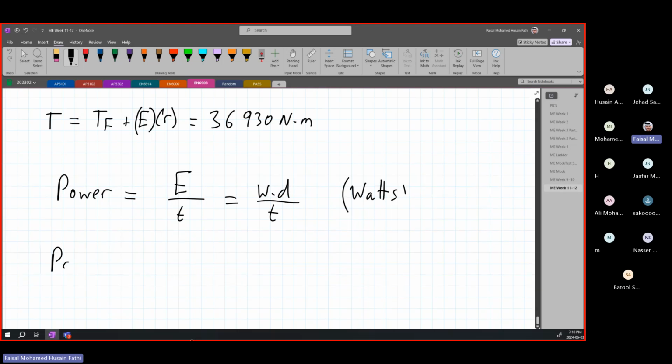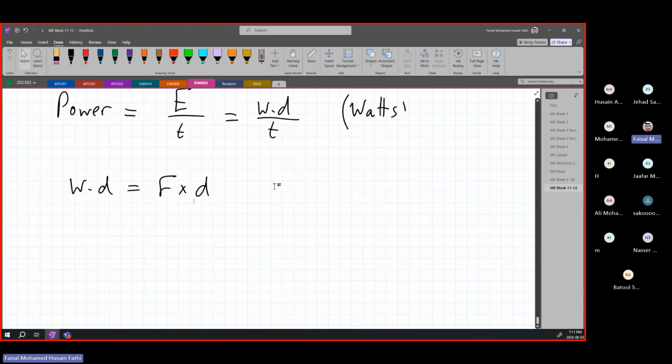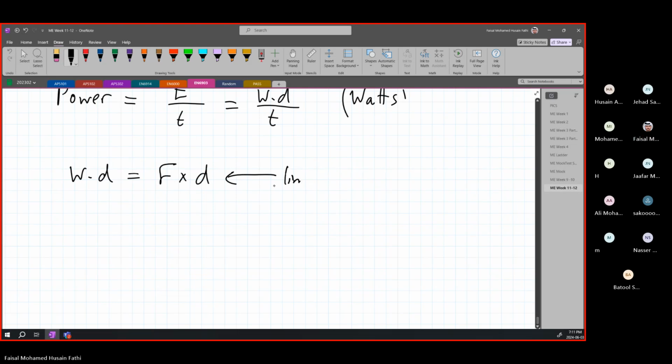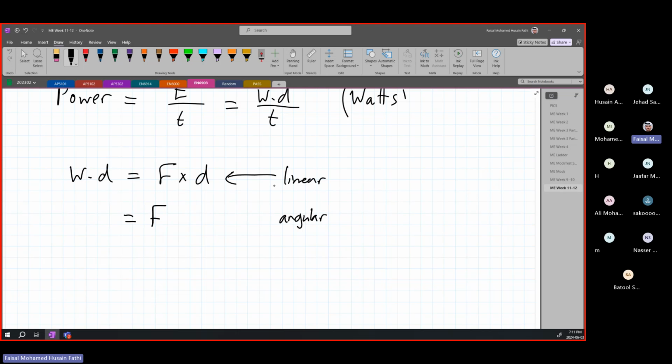In the case of rotational energy, let's look at energy or work done first. Work done is equal to force times distance, right? This is for linear, where we're talking about a linear distance. What about angular? What do we replace distance with in angular? Instead of force, we're going to be talking about torque because it's angular, and the distance will be theta. This is the change that happens when you are looking at work done in the angular form.